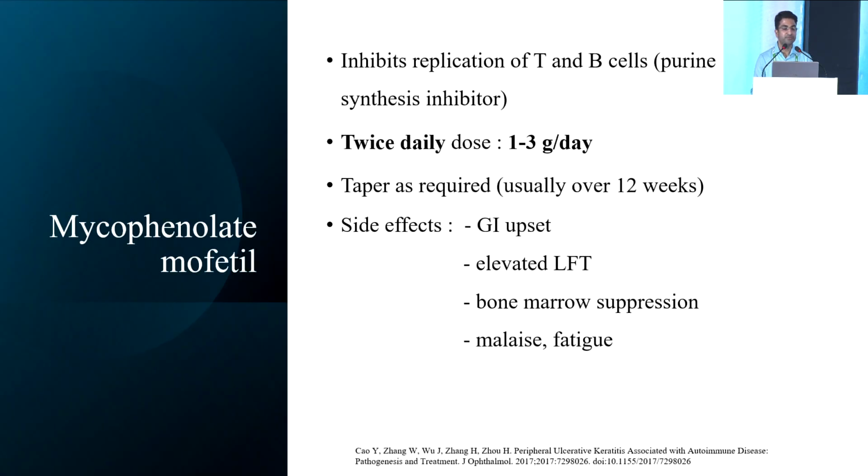Next is mycophenolate, which has fewer side effects. It is an inhibitor of T as well as B cells. It is started at a dose of 1 to 3 gram per day, and tapered, as I said, over a 12 week period.